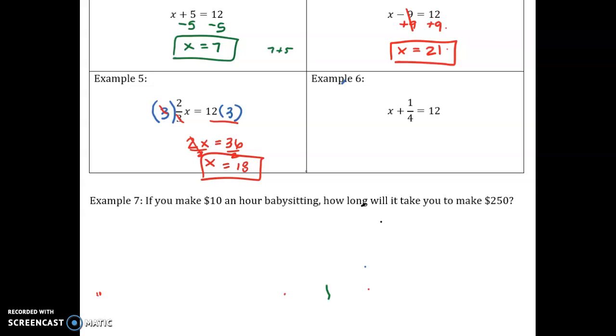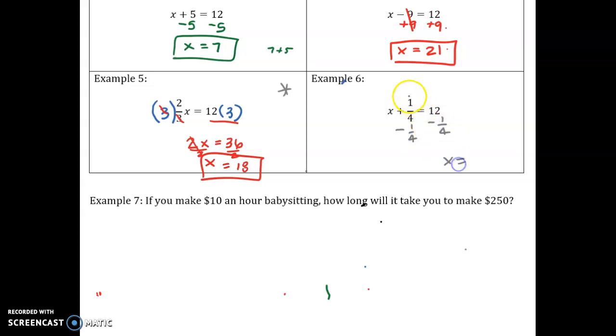The next one, example 6, has x plus 1/4 equals 12. Now, a lot of times when people see a fraction, they automatically think that they have to use this trick that I talked about in example 5. But here, since it's just x plus 1/4, I have to get rid of the 1/4 to get the x by itself. Since it's being added, I will simply subtract.